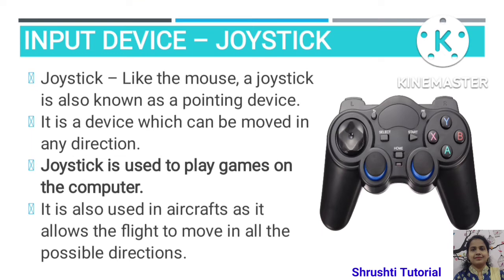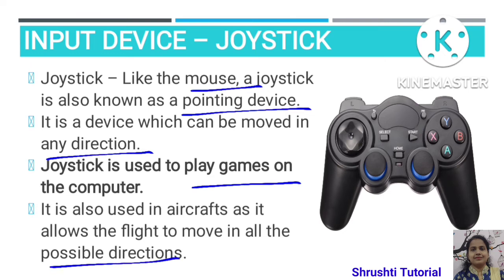So let us discuss the joystick. Joystick is like a mouse. A joystick is known as a pointing device. It is a device which can be moved in any direction. Joystick is used to play games on the computer. It is also used in aircraft as it allows the flight to move in all the possible directions. So what are the uses of joystick? It is used for playing games, and also it is used in aircraft.